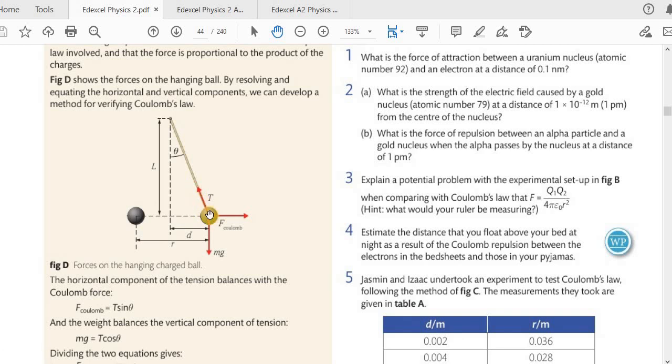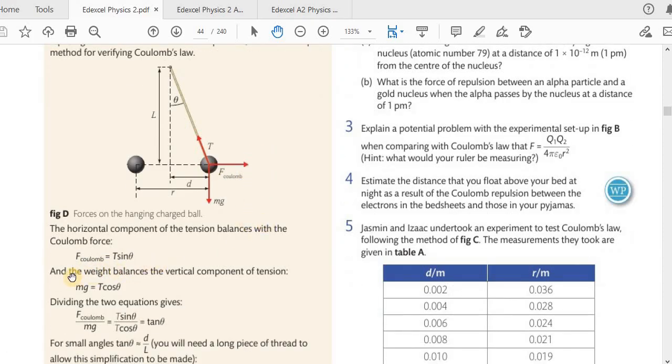So the component of the tension in the horizontal direction is T sine theta. Again, you can use trigonometry for this. This length, you can think, is T, then you can find this side, that will be T sine theta, and that will be equal to the Coulomb force, the electrostatic force, the electric force. And the weight balances the vertical component of tension, so that will be T cosine theta. T cosine theta equals mg.